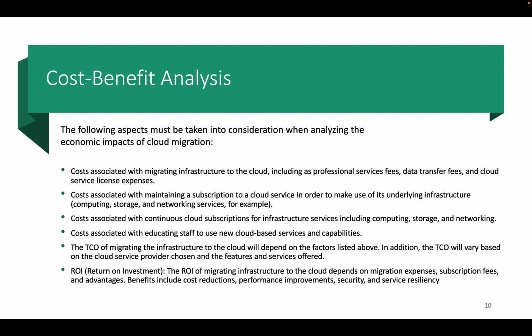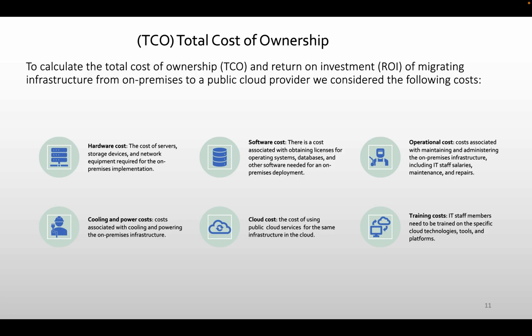In addition, we have to consider the total TCO between the on-premise services and the cloud services, and the ROI. Based on the infrastructure we are going to migrate to the cloud, we consider the following costs: the hardware cost, software cost, operational cost, cooling and power cost, and the cloud cost and training cost. All these factors we consider in our calculation in the next slide.